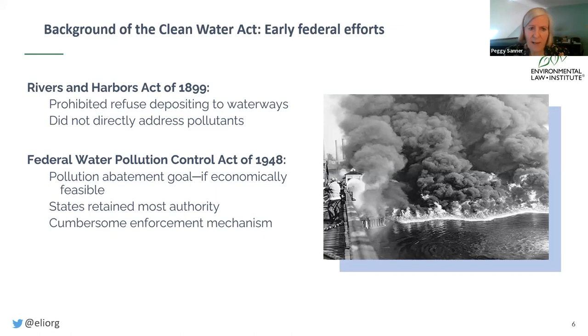Some 50 years passed during which various efforts were made to update that law, but they did not really come to fruition on a federal legislative level until 1948, when Congress was able to pass what became known as the Federal Water Pollution Control Act of 1948. As you would imagine by its title, this one was focused, at least to some extent, on controlling pollution, but it was quite limited.